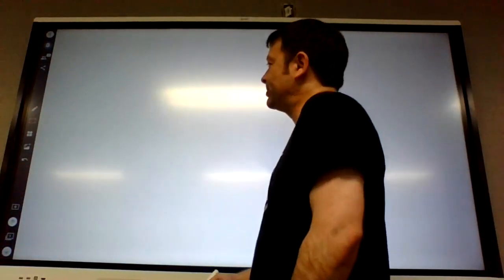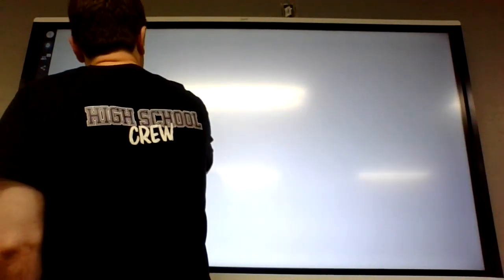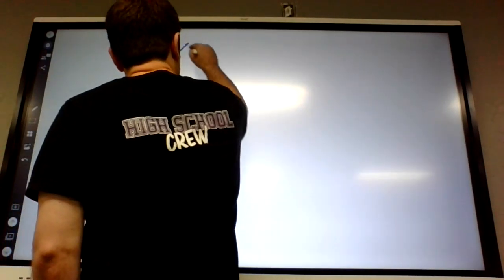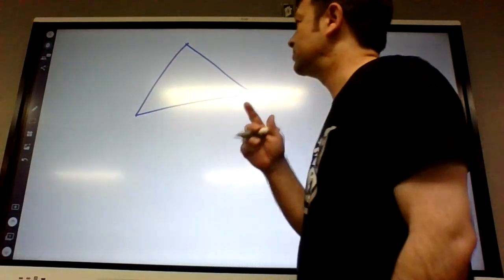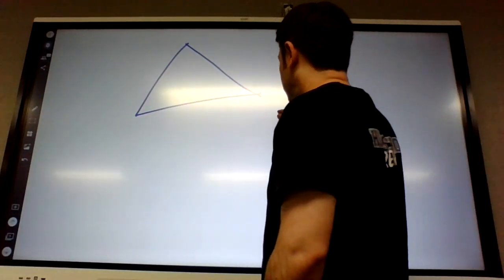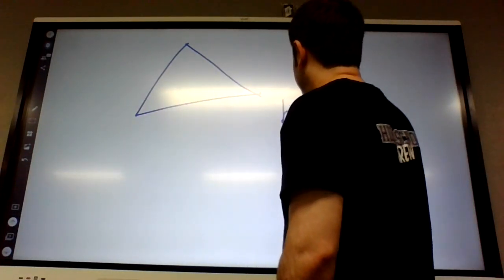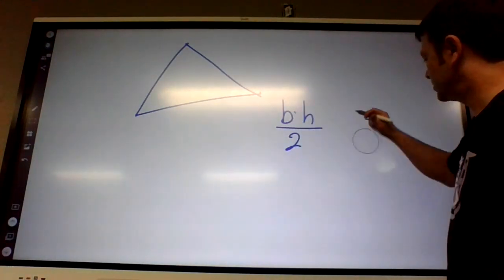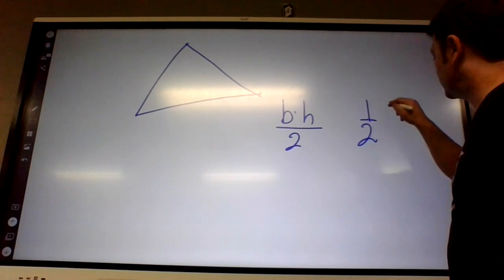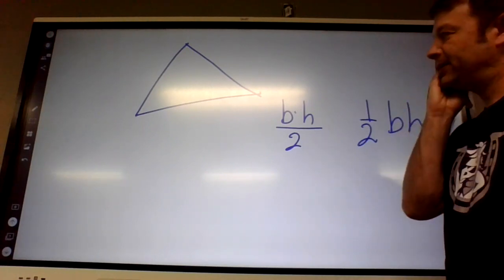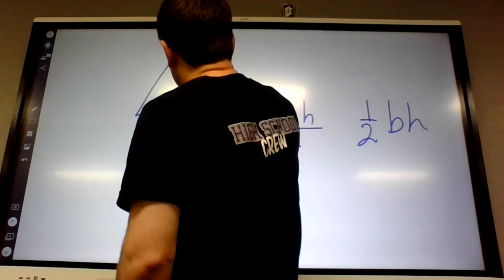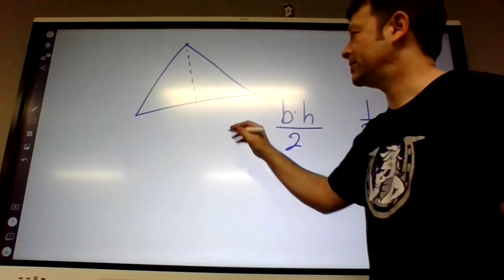So I'm going to kind of skip why it works, but if we have any triangle, what is the formula for the area of a triangle? Right, base times height divided by 2. Or the way the book wrote it is usually 1/2. Whatever. 1/2 base times height. So if we use this as the base, the height would look like this. It's got to be a vertical line that's perpendicular.